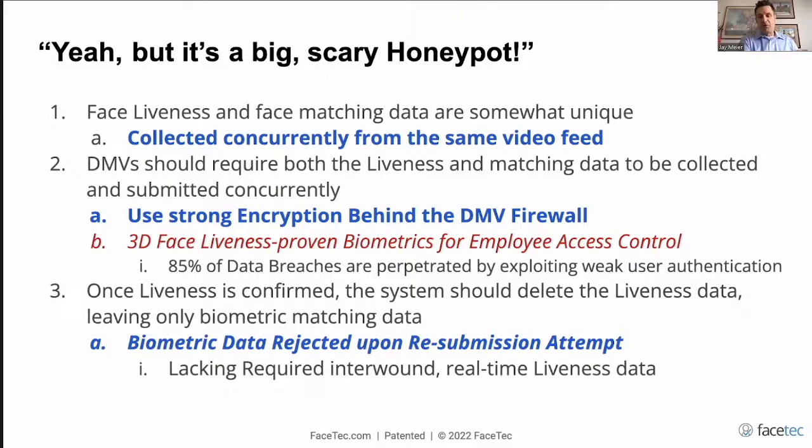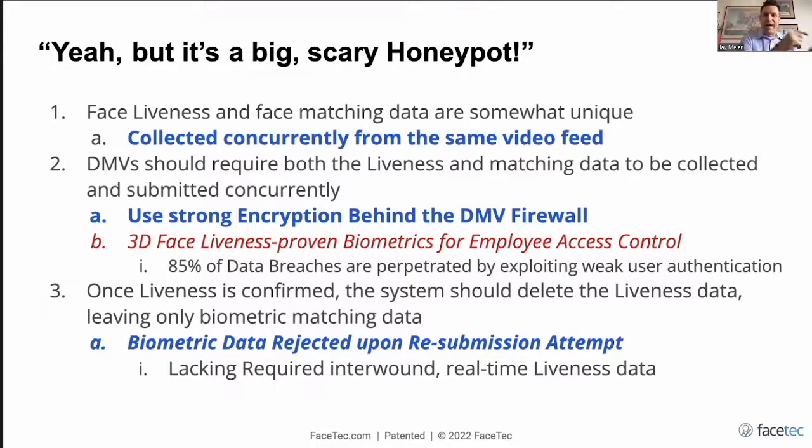Once the liveness is confirmed behind the DMV firewall, the system should automatically delete the liveness data. Okay, and this is the second reason why winding it together, concurrent capture, concurrent submission, is so important. When you delete the liveness data, it leaves biometric matching data only, okay? That's what gets matched against the picture. Well, in order to submit a data packet to this system, you have to have the matching data and the liveness data wound together.